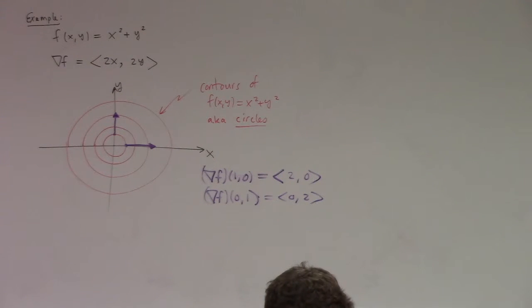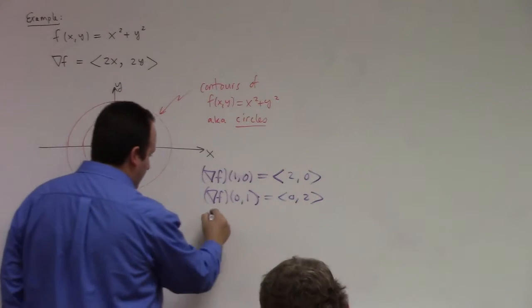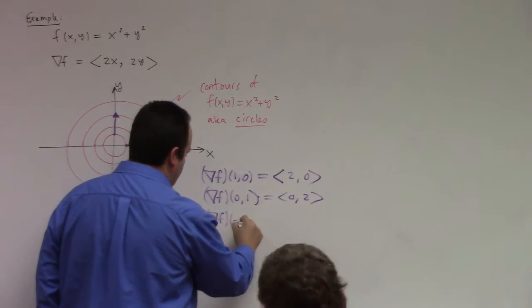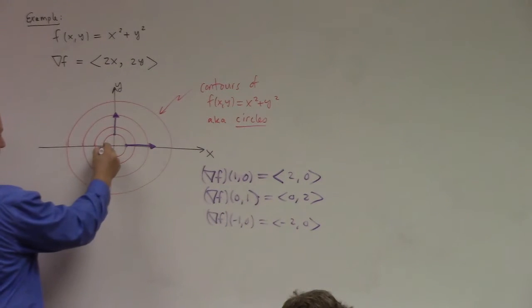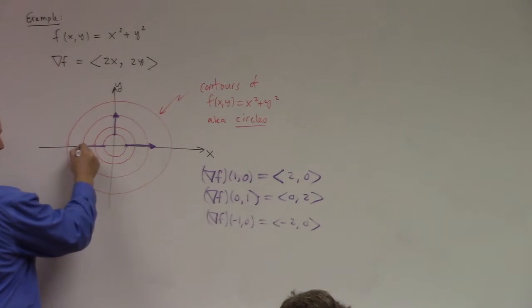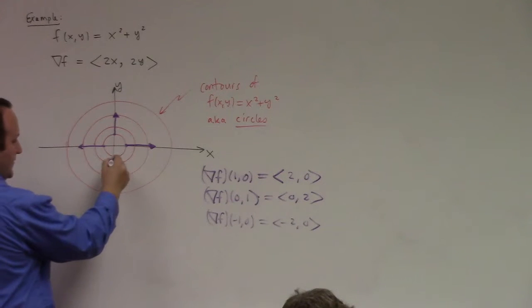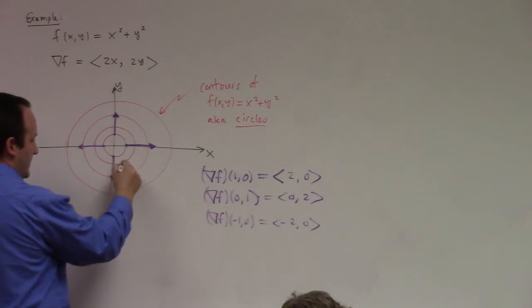What happens when you look at the gradient of f, plug in the point minus 1, 0, what do you get? You get minus 2, 0, it points this way, right? And you can keep going around, right? You can keep plugging in points. What do you get?